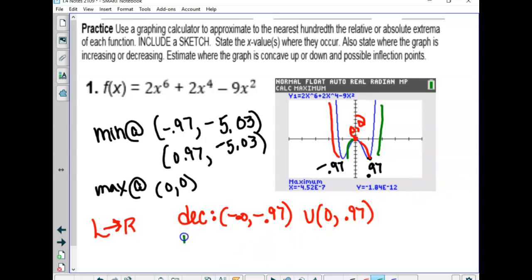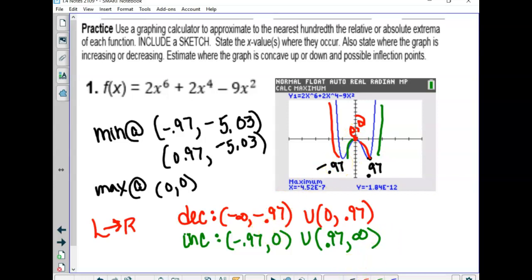And where is it going up or increasing as we go left to right? -0.97 to 0. Yes, you are right. I wrote it down wrong. 0.97 and to the right. We okay? All right, then we get to the icky stuff. They want to know concavity. So we need to estimate inflection points in between there and there.